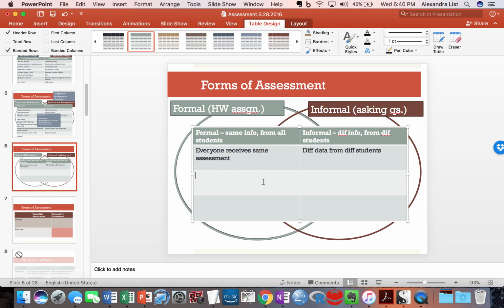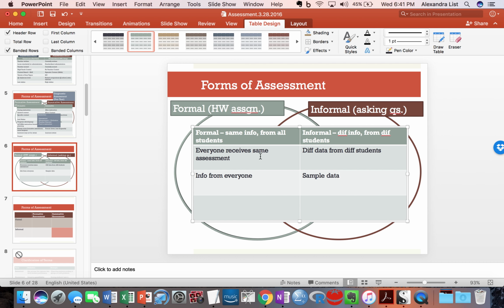Also, hopefully you knew that with formal assessment, I'm getting information from everyone. Whereas when I'm talking about informal assessment, I'm getting sample data. So what that means is I may ask a couple of people questions, but I don't have information on every single student in my class. So I'm just sampling data.